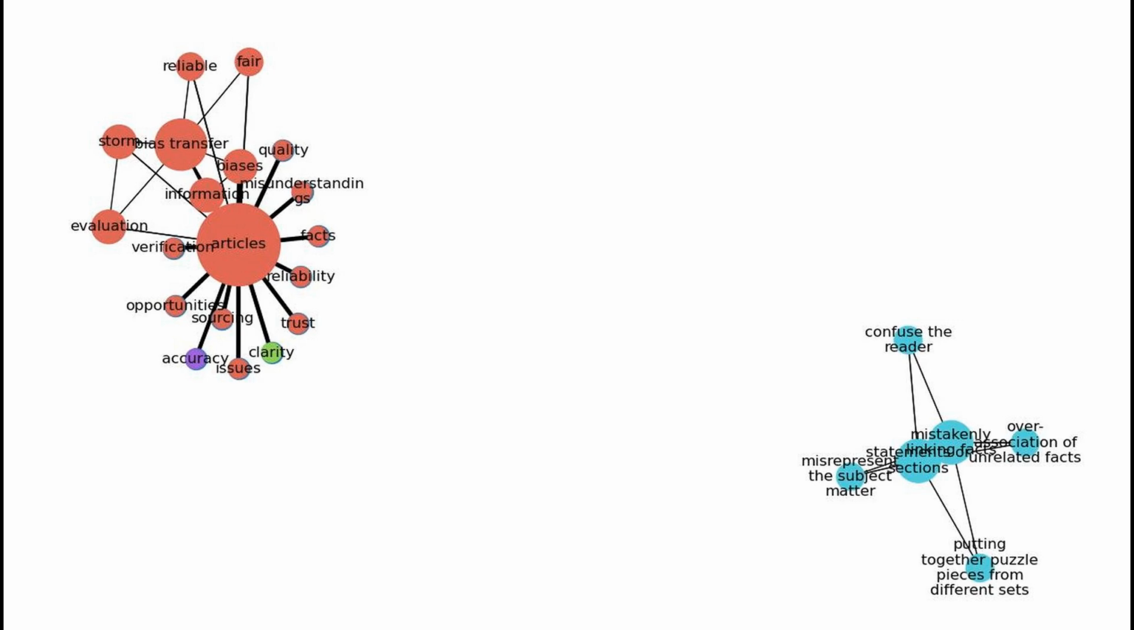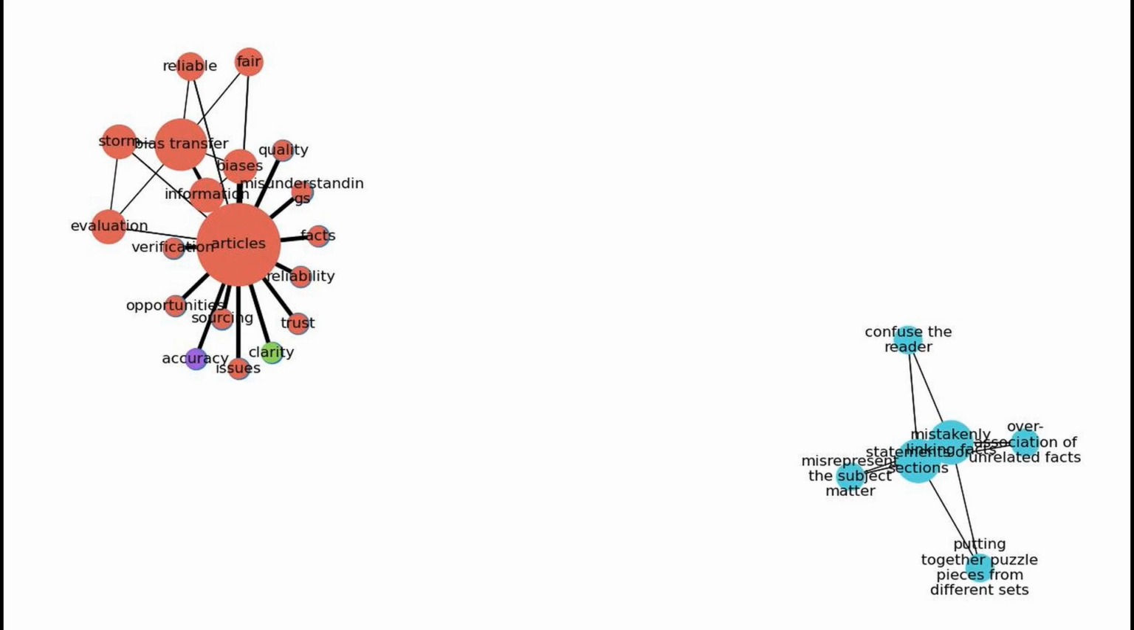Another challenge is the over-association of unrelated facts. This happens when the system mistakenly links facts that aren't actually connected, much like trying to put together puzzle pieces from different sets. If you force pieces together that don't fit, the final picture becomes confusing or misleading. In studies, this can lead to statements or sections that seem to make sense at first glance, but ultimately confuse the reader or misrepresent the subject matter.